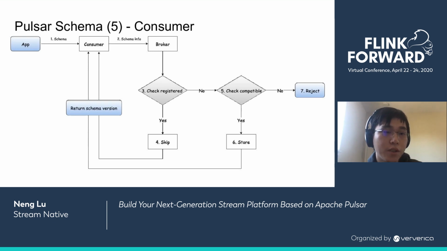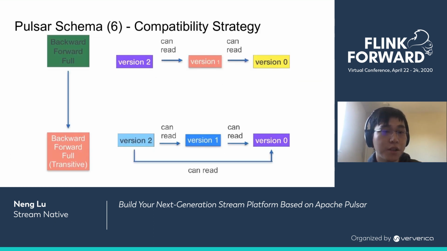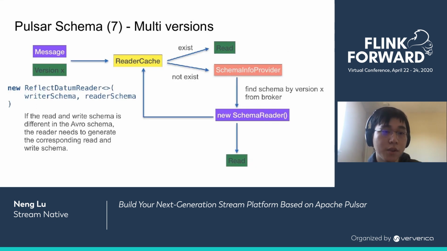And the whole process is pretty much the same for the consumer. You will do the same loop and check, and then start consuming data. For the compatibility strategies, we'll have backward, forward, and full support. So with different versions, you will be able to read that with the newest schema. And for multiple versions, we have to check the schema registry or the schema info provider to make sure we have the proper version for that schema, and help the clients handle that properly.